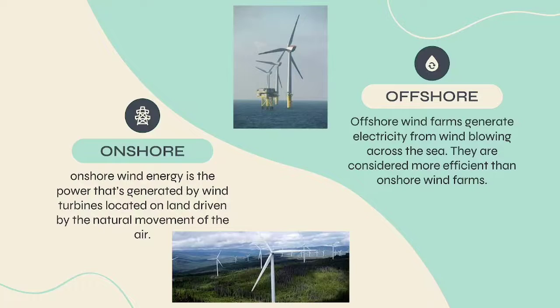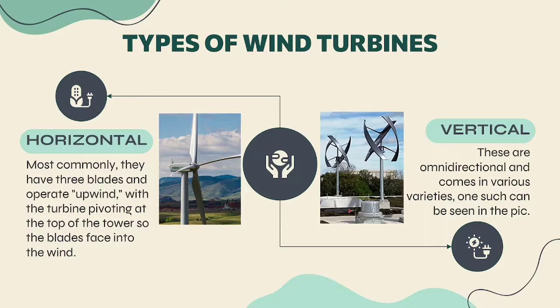So there are basically two types of wind turbines. First is horizontal and second is vertical. Horizontal turbines most commonly have three blades and operate upwind, with the turbine pivoting at the top of the tower so the blades face into the wind. The other type is vertical. These are omnidirectional and come in various varieties. One such can be seen in the picture. These turbines are omnidirectional, meaning they don't need to adjust to point into the wind to operate.